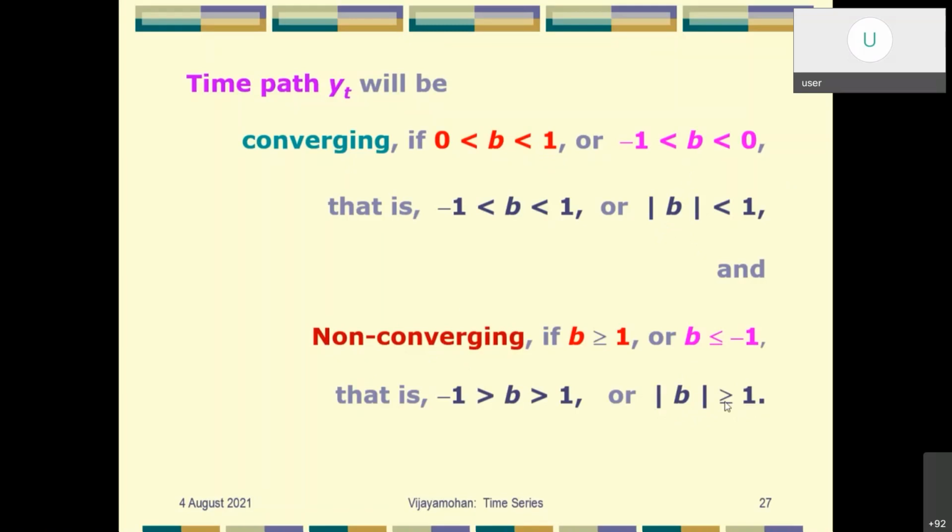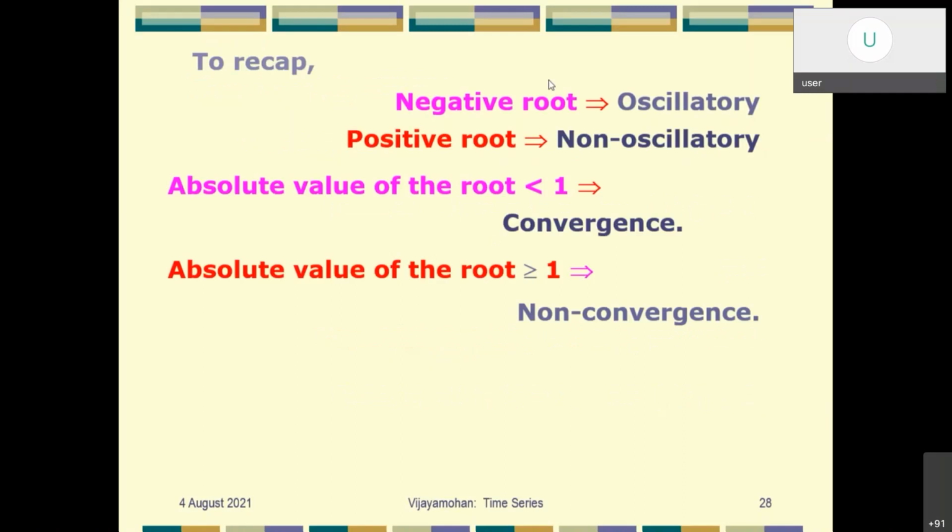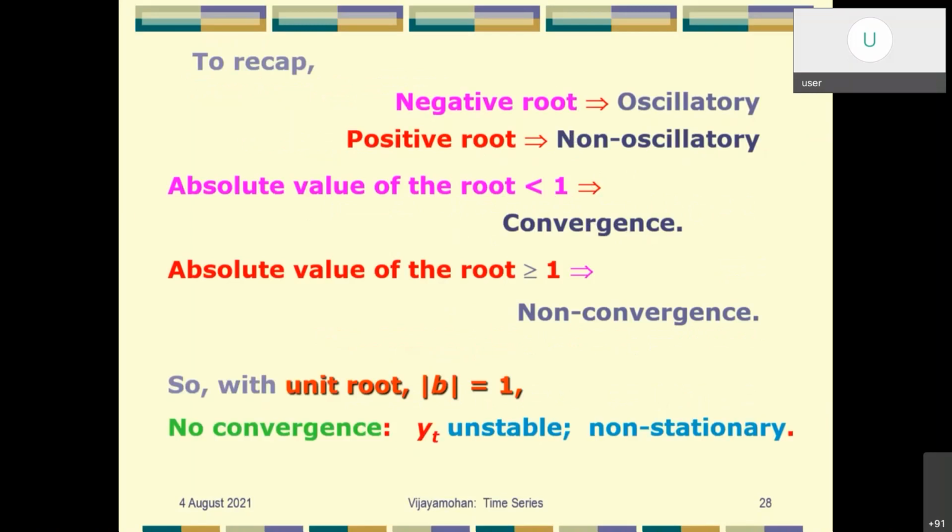So convergence and non-convergence. Let us recap it. A negative root means oscillation, a positive root means non-oscillation, and if the absolute value of the root is less than 1, we have convergence. If it is greater than or equal to 1, then we have non-convergence. If the root of the difference equation is equal to 1, it is called a unit root. So we find that with the unit root, there is no convergence, so that yt is unstable. The time path of yt, the system, is unstable.